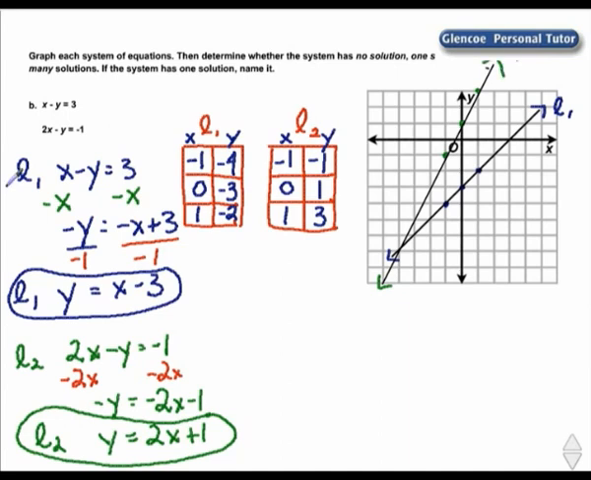Now, as I said in the beginning, because we had different slopes, we should have one solution. Now we notice that these two lines, line 1 and line 2, cross at one point here. Now, we can look at this point, negative 1, 2, 3, 4. 1, 2, 3, 4, 5, 6, 7. So we have a solution of negative 4, negative 7.